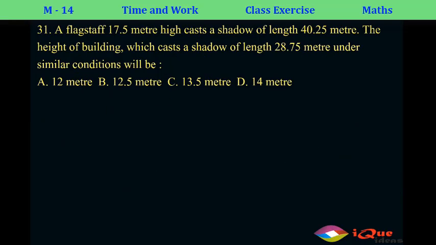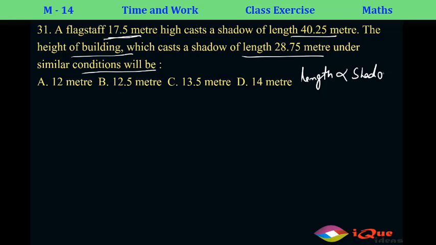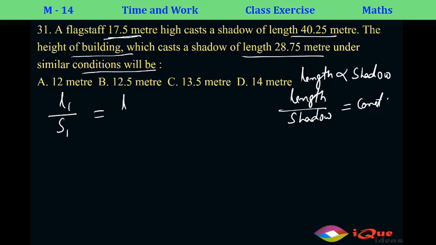Okay. Now, this question says a flagstaff 17.5 meter high casts a shadow of length 40.25 meter. The height of the building which casts a shadow of length 28.75 meter under similar conditions will be. Now, this is based on the basic logic that the length is directly proportional to the shadow. That means length divided by shadow has to be constant. So if there are two items, we can say first length upon first shadow should be equal to second length upon second shadow. We can apply this one, right?